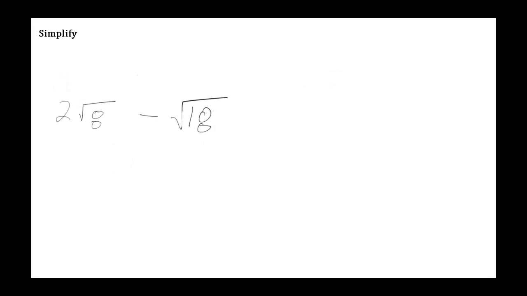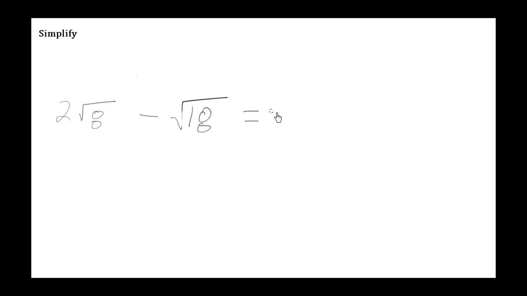Okay, let's take a look at this problem. I've got 2 root 8 minus root 18. Can I do anything right now? No. As currently constructed, these are unlike terms. They are both square roots, which is nice, but they have different insides. So what I need to do is take each term and simplify each term, and hopefully I can make them turn into like terms.